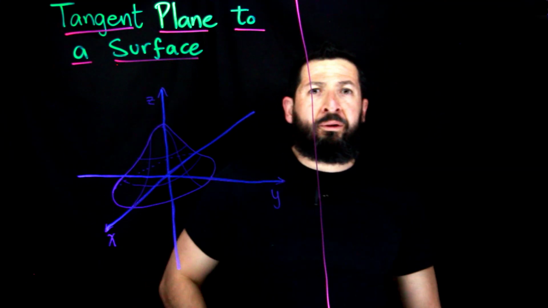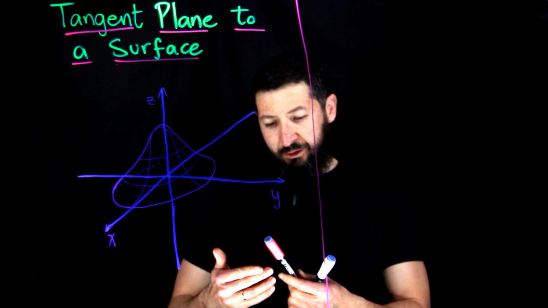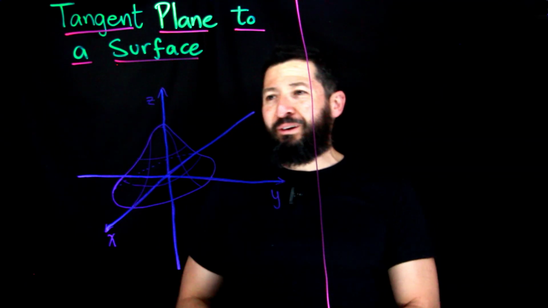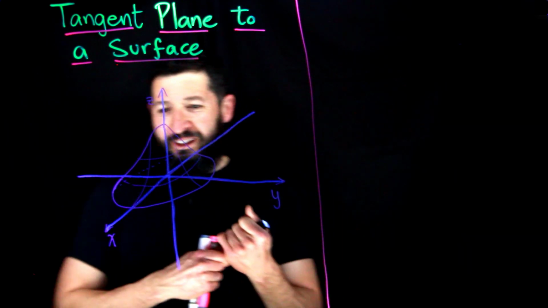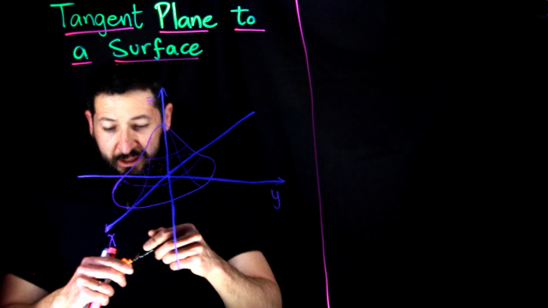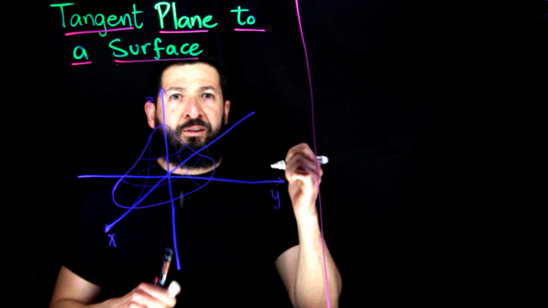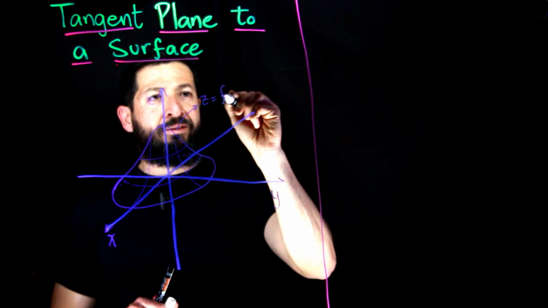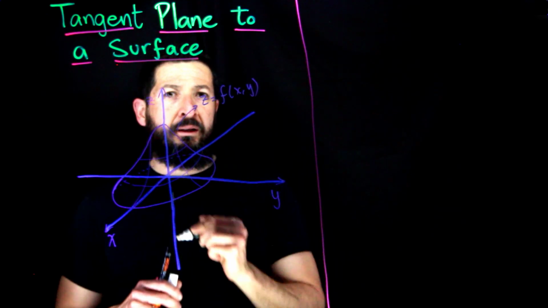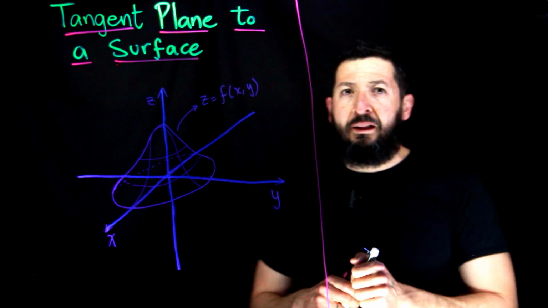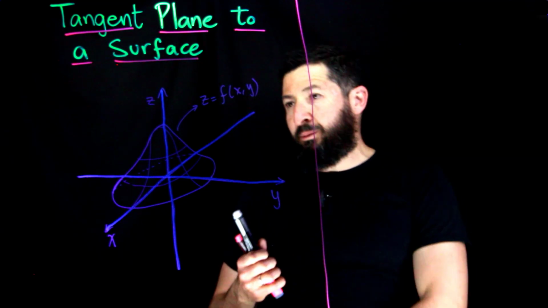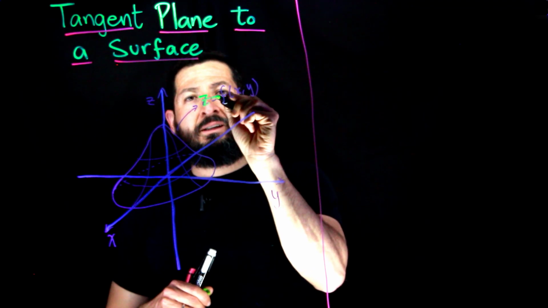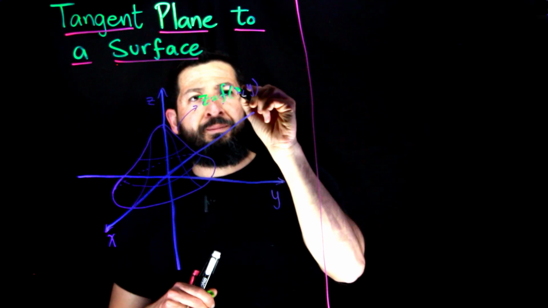Alright, so today we're going to talk about tangent planes to a surface, or the tangent plane to a surface at a given point. Let me pull my markers and see what we're doing here. So let's say we have a point. By the way, let's write this function. Let's say that this function is something like z equals f of x, y. Let me write with green that z is f of x, y.